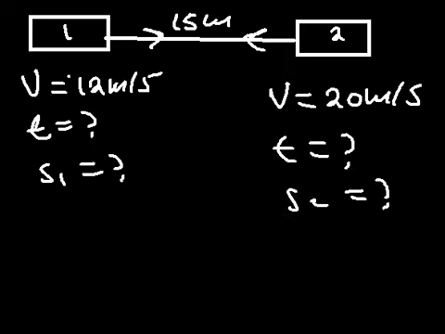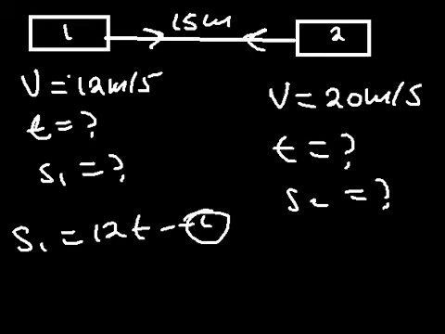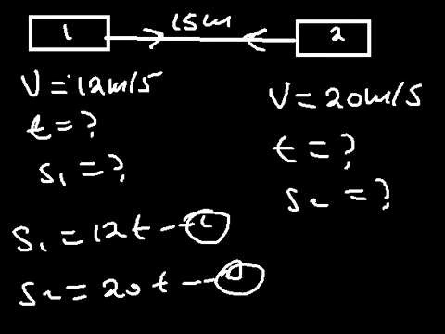But what's the principle behind it? You should understand that S1 will be given as 12t, that is equation 1, and S2 will be given as 20t, that is equation number 2. And the principle behind it says that S1 plus S2 will be equal to 15, assuming that this is the separation distance. So keep that in mind.